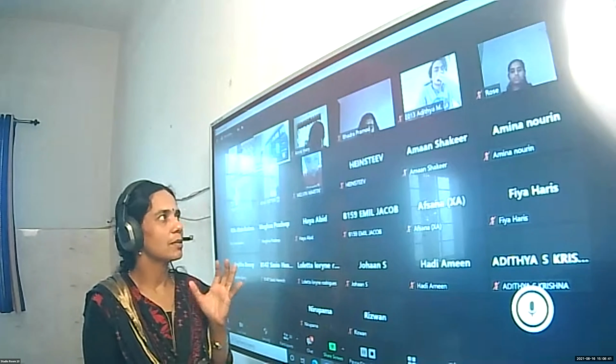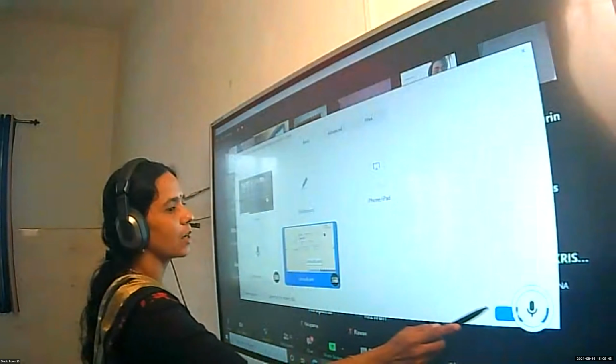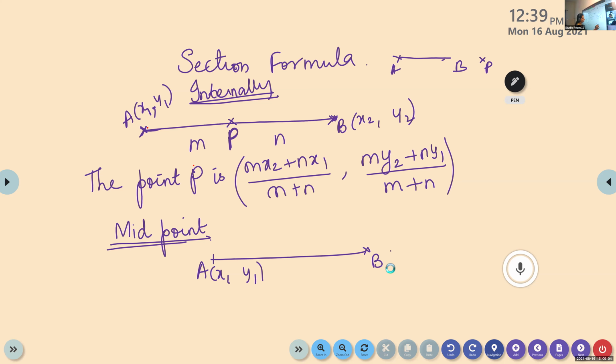What is the meaning of midpoint? It divides it in the ratio 1:1, equal ratio. Both the sides will be equal. So the next is the midpoint formula. The same formula. A is the point x1, y1. B is the point x2, y2. But look here. P is the midpoint. If it is the midpoint, it divides it in the ratio 1:1.